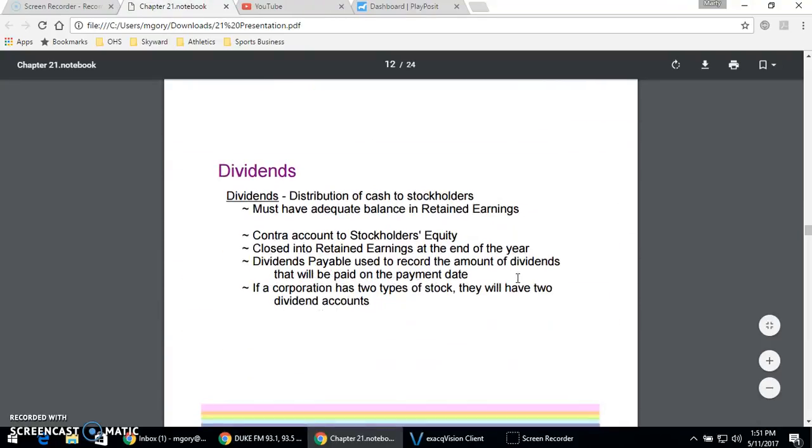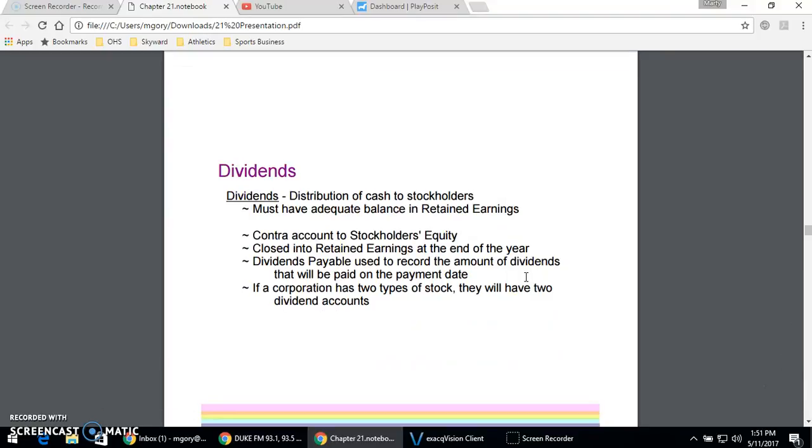All right, let's take a look at dividends. Dividends is what goes back to the owners or the stockholders after a business cycle is completed. So this is the distribution of cash to the stockholders. It must have an adequate balance in the retained earnings account. It is a contra account to stockholders' equity, closed into retained earnings. It is a temporary account.